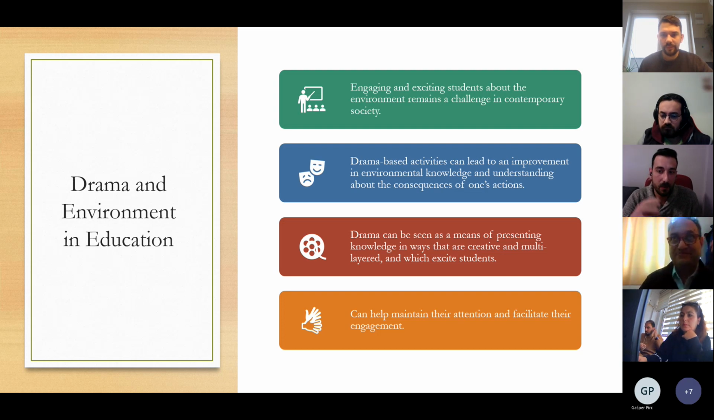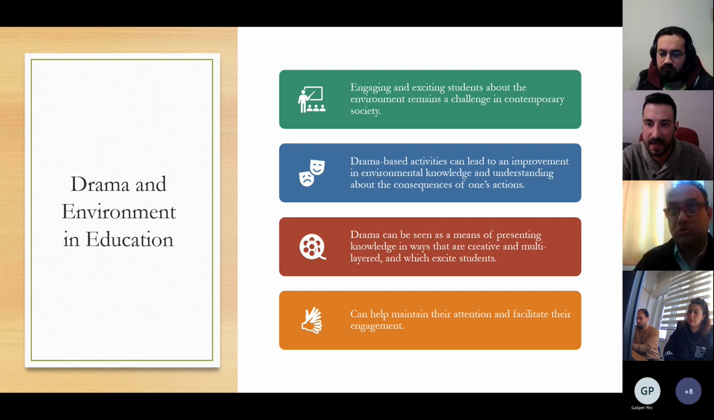In observing and participating in these case studies, we reflect that drama can be seen as a means of synthesizing and presenting scientific knowledge in ways that are both creative and multi-layered at the same time, and which can be thought to be more exciting for the students. As a result, this helps maintain their attention, and at the same time it helps us facilitate their engagement in our classes.